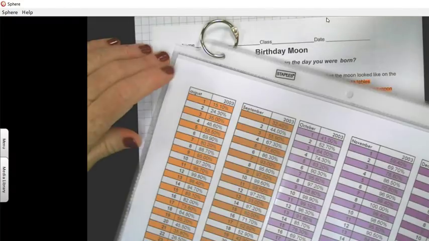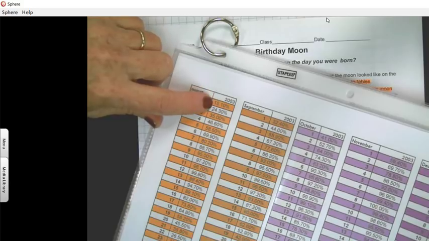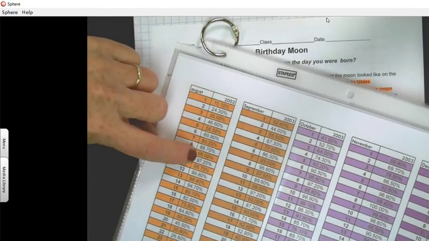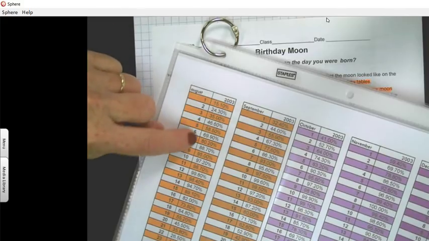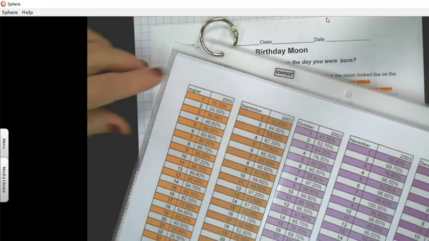And the way that I do that is I go through and I look at my numbers. And as I'm looking at my numbers, they're increasing and they're getting bigger. So I know if it's increasing, that means that the light is coming onto the moon. Therefore, it must be a waxing.